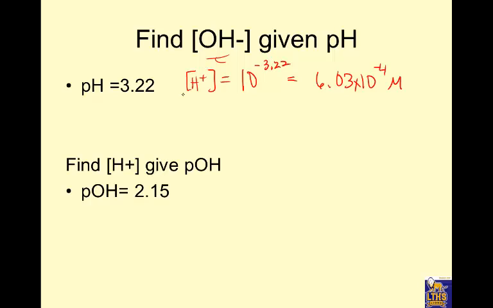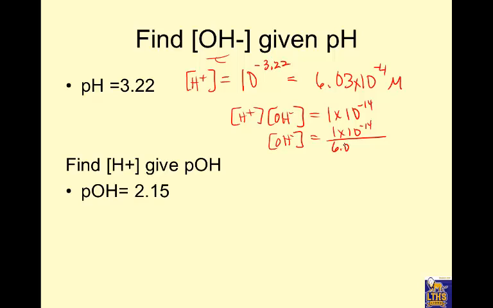But we want OH minus. So there's an equation we can use that says that H plus times OH minus is always going to equal 1 times 10 to the negative 14. That's the Kw for water. That's water's equilibrium constant. So then we would just say that the OH is going to be equal to 1 times 10 to the negative 14th divided by 6.03 times 10 to the negative fourth.